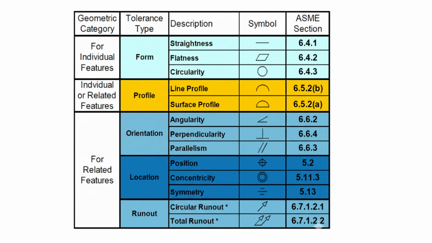And as you can see on the chart, there are different types of tolerances, namely form, profile, orientation, location, and runout. Form controls the shape of a feature, while profile controls the outline of a surface. Then there's orientation, which controls the feature's tilt, and location, which controls its position. Finally, runout controls how much a feature varies as the part is rotated. Now, I promise that we're going to go into more detail about this in a future tech tip.